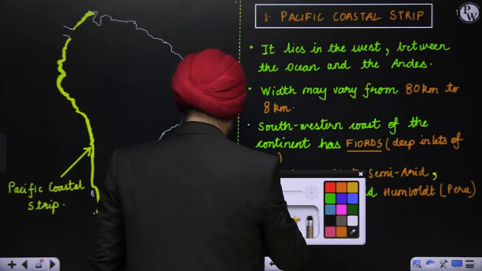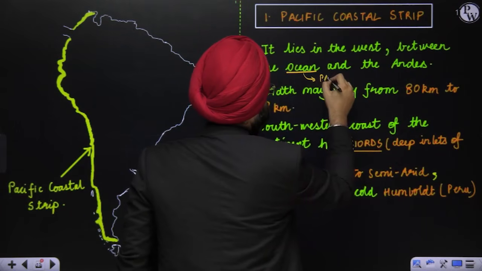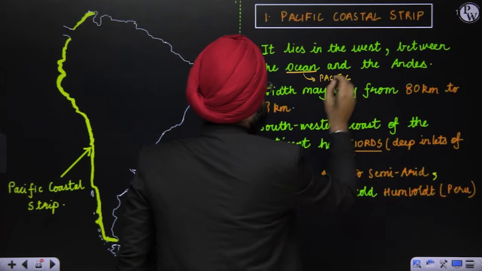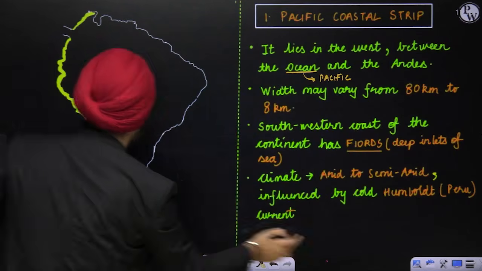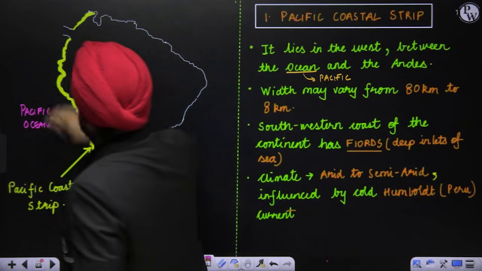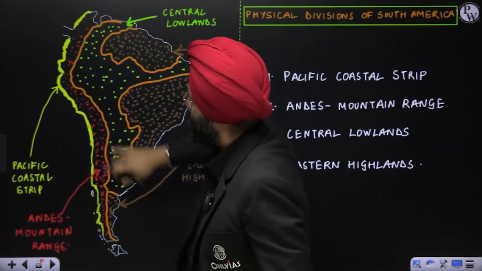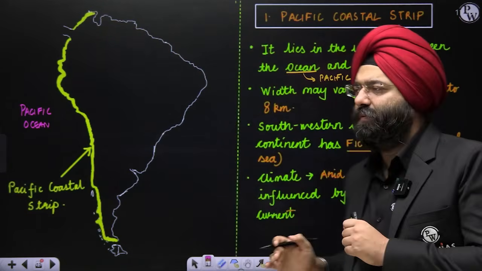This ocean is the Pacific Ocean. Let us mark it. Here is the Pacific Ocean, and you have the Andes here, as you have seen. So between the Andes and the Pacific Ocean lies your Pacific coastal strip.